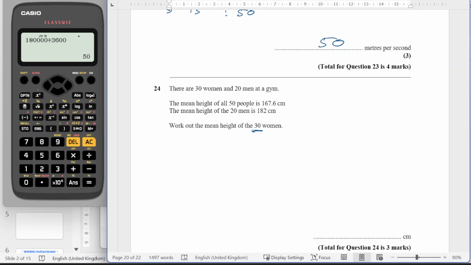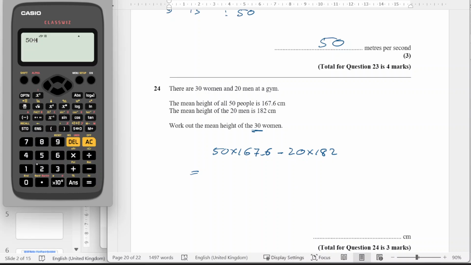So, in effect, what we're saying is I'm going to work out the total height of the 30 women first of all. To do that, I'm going to do 50 times by 167.6, but then I'm going to subtract the height of all the men, which is going to be 20 times by 182. So that's going to give me 50 times by 167.6.